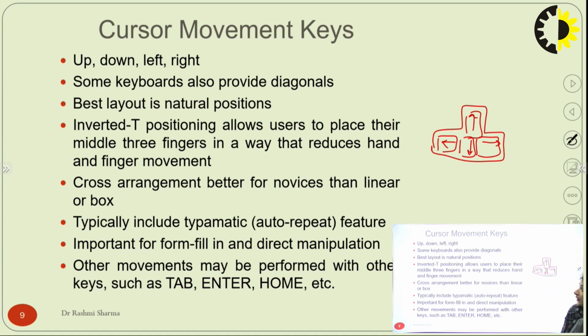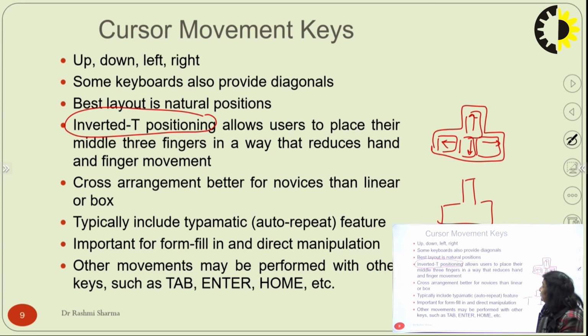Some keyboards also provide diagonal keys if you want to move diagonally. The best layout is this natural positioning of up, down, left and right. This is also called the inverted T position. I drew this because I wanted to draw your attention to it. Your T is this way and now this is this way, so this gives you an inverted T option with the bottom key higher.